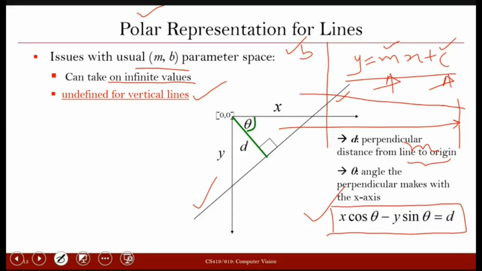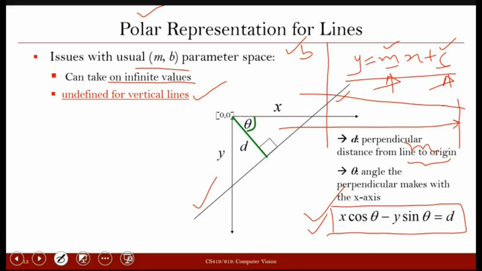Now the advantage of this representation is that we have limits on both parameters. What are the parameters in this equation? Two parameters, theta and d, just as with y equal to mx plus c we have two parameters, m and c. Now theta and d both have limits. Theta obviously cannot go beyond 360, so theta varies from 0 to 360. So the theta axis can be defined using values between 0 and 360.